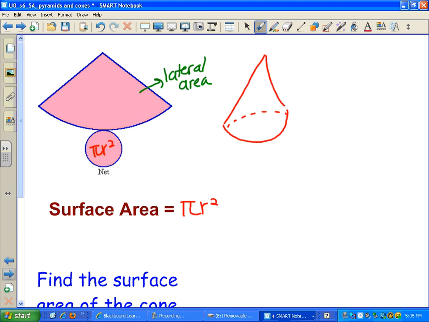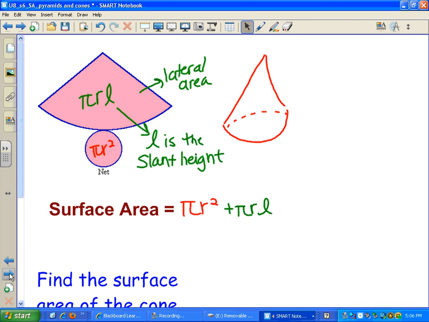And to find the lateral area, our formula is pi r L. And L, and it's a cursive L, L is the slant height. So plus pi r L. If we were going to look at our three-dimensional cone, here's my radius. The height has to come down at 90 degrees. So here's my height, which means that the slant height, L, is on the side or on the edge of the cone.